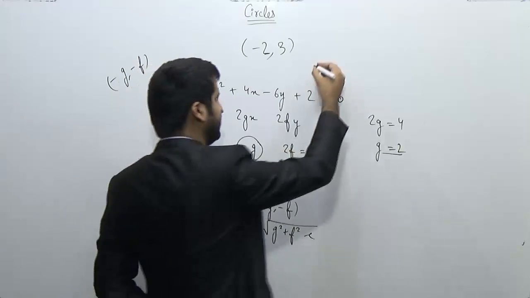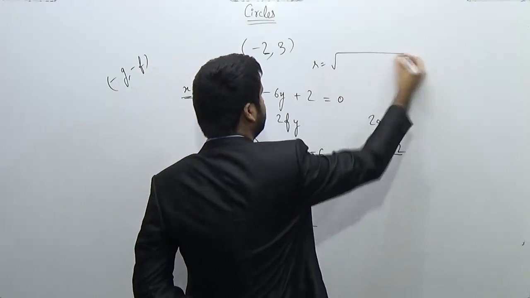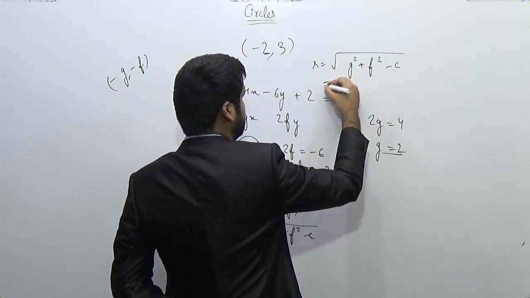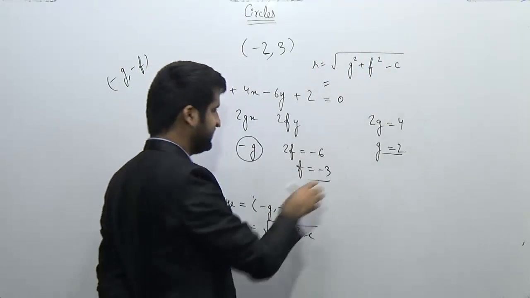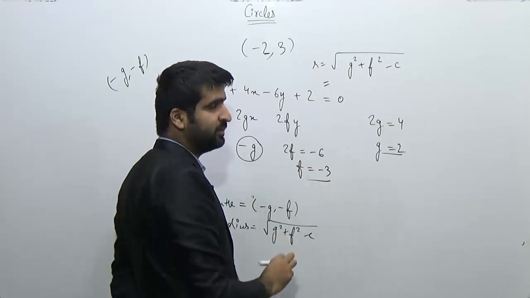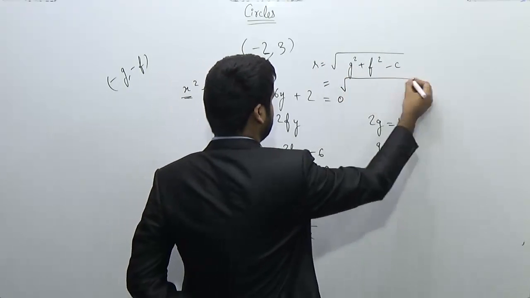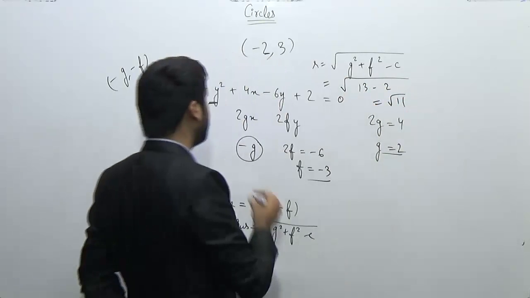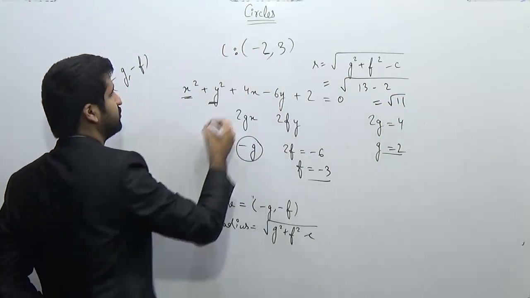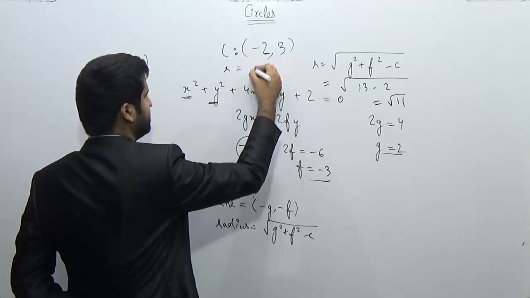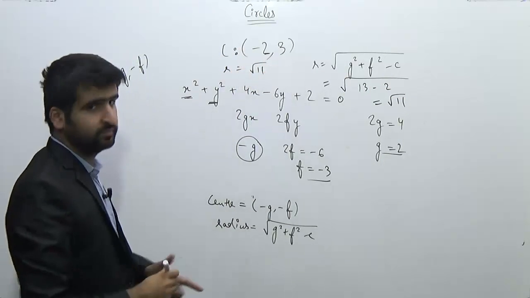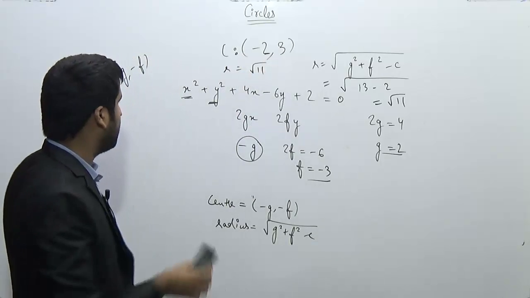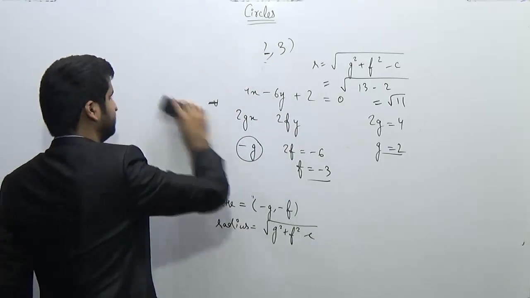Now I have to find the radius, and the radius will be under root g square plus f square minus c. So g square will come out to be 4 and f square will be 9. So this will become 13 minus 2, which is equal to root 11. So now I know the center of the circle, minus 2 comma 3, and the radius of the circle, which is given by under root 11. So that's how we calculate the center and the radius of a second degree equation of a circle.